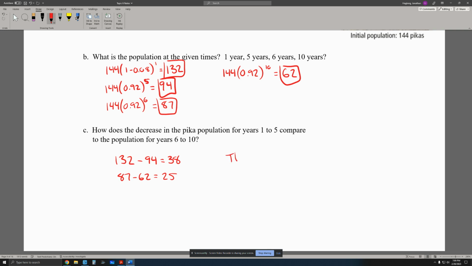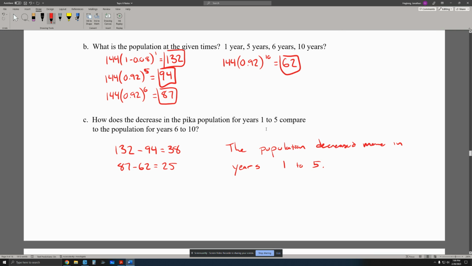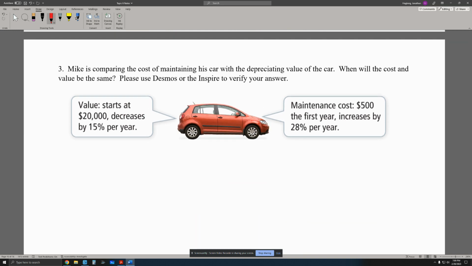So therefore, the population decreased more in years 1 to 5. So at the start of the 10 years that we're measuring the population, it decreases more than it does toward the end of our time measuring it. All right. Go ahead and flip the page.